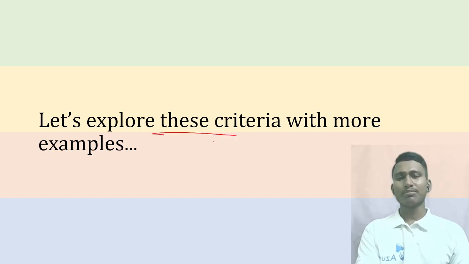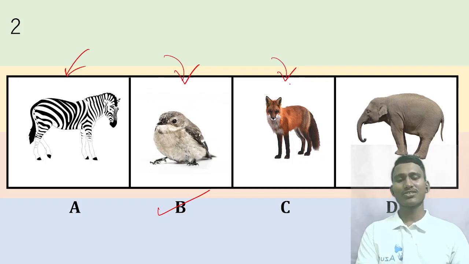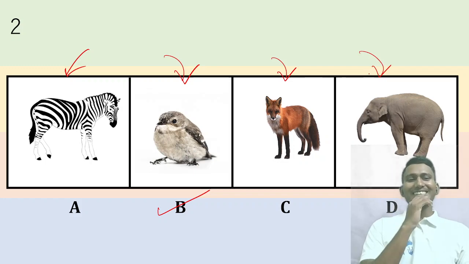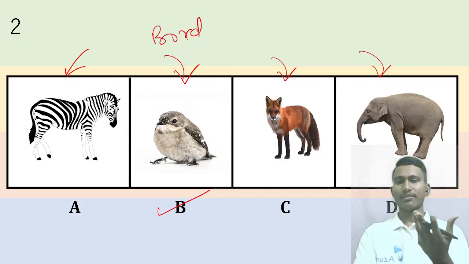Now let us see one example. Here there are three animals and one is a bird. So which option is the different one here? Yes, option B is different. That is a sparrow, right? It is a bird, not an animal. This is a zebra, this is a fox, and this is the elephant, right? So these are three different animals, but this is a bird. That is how you have to identify, right?